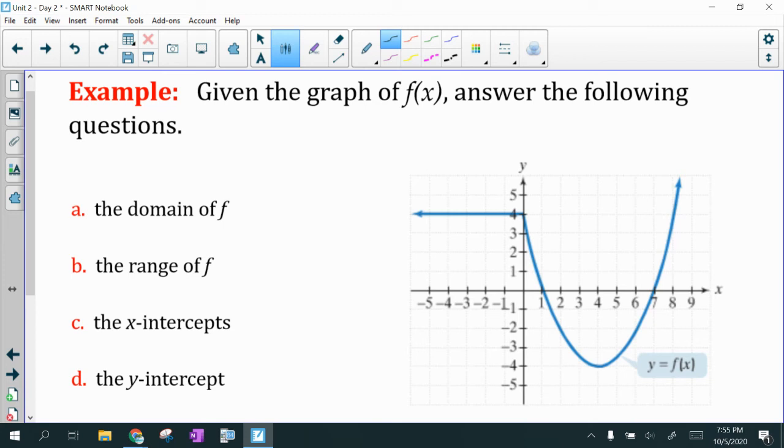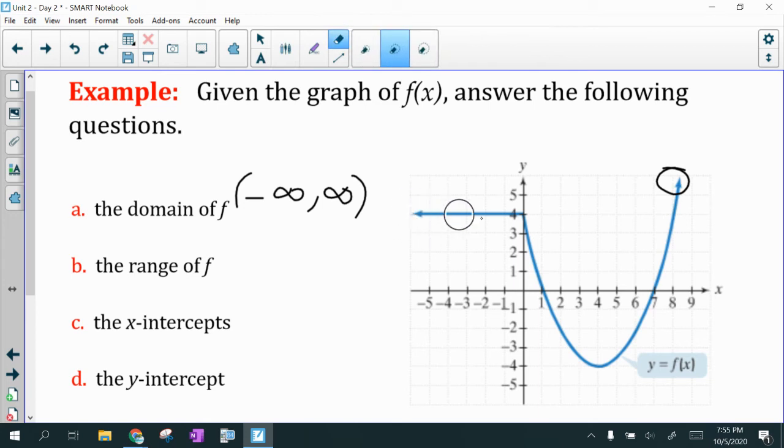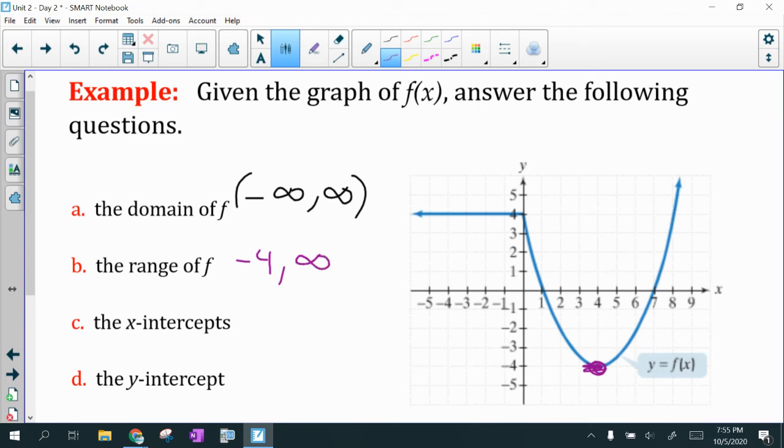It says my domain. Well, since I see an arrowhead here and an arrowhead here, and they're both indicating that they're going off the graph, I'm going to say -infinity, +infinity. Next, I'm going to take a crack at my range. What is the lowest y value I see here? That's down here at -4. And it is a closed dot, so I'm going to say -4 up to infinity.